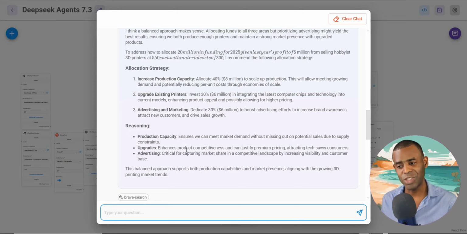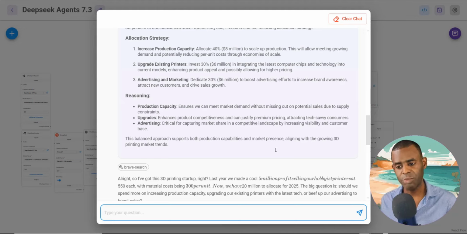The upgrades enhance the product's competitiveness and can justify premium pricing, attracting tech-savvy consumers. And advertising is crucial for capturing market share in a competitive landscape. All right. This balanced approach supports both production capabilities and market presence, aligning with the growing 3D printing market trends.